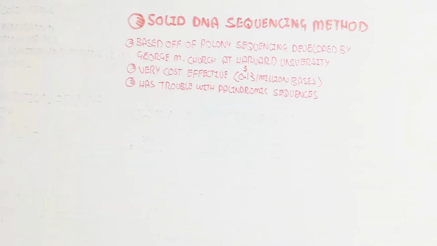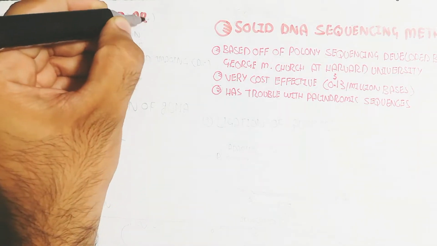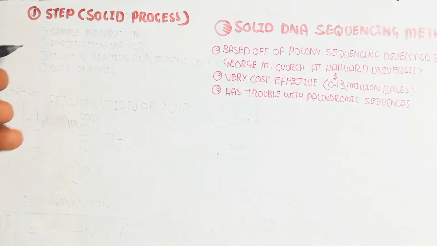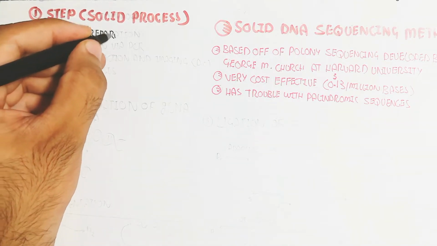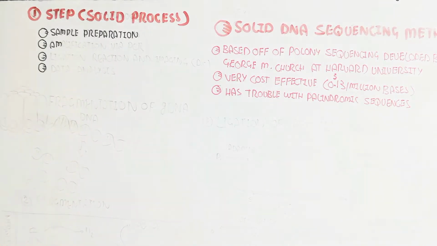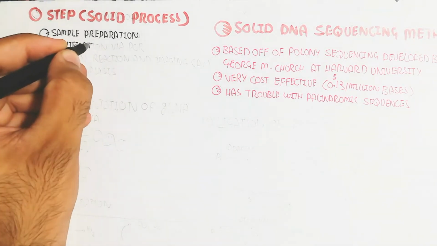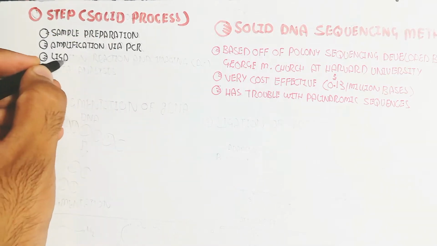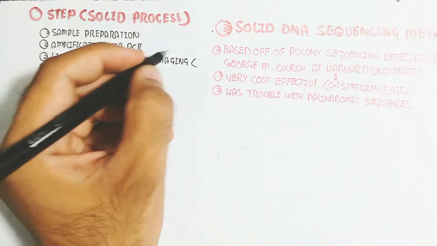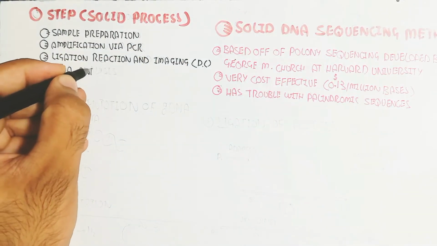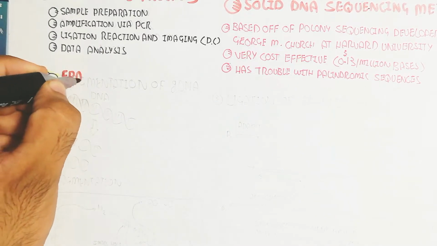Next, we will also learn about the issue with palindromic sequences. First of all, we need to understand the SOLiD process. First the sample preparation. After the sample preparation, the amplification via PCR. The PCR is required for the amplification, but with different PCR types. Then the ligation reaction and imaging, which is the data collection. After that, the data analysis is the next step.